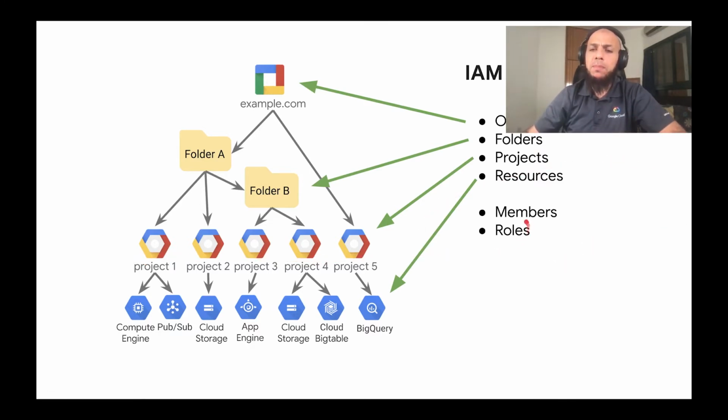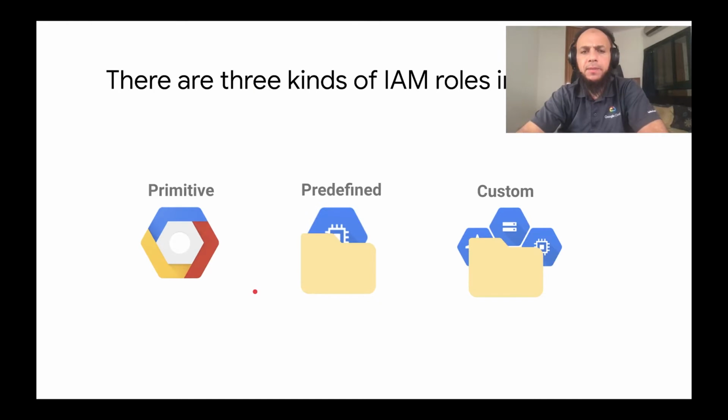And then I've got members and roles. The members are the identities, or what we call in Cloud IAM principals, who I need to give permissions to. And the permissions come in the form of what we call roles. Each role is a set of permissions that I can give to a member, and I apply it to any one of those levels of the resource hierarchy. The roles themselves, we've got three types: primitive or basic, predefined, and custom.